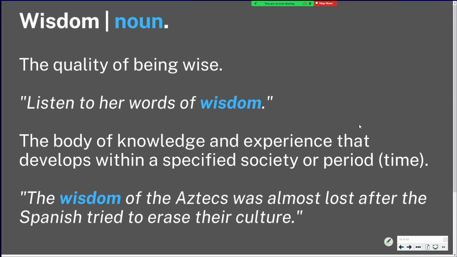In English, we have the word wisdom, which is of course a noun. It's the quality of being wise. Listen to her words of wisdom. It's also the body of knowledge and experience that develops within a specified society or period of time. The wisdom of the Aztecs was almost lost after the Spanish tried to erase their culture.